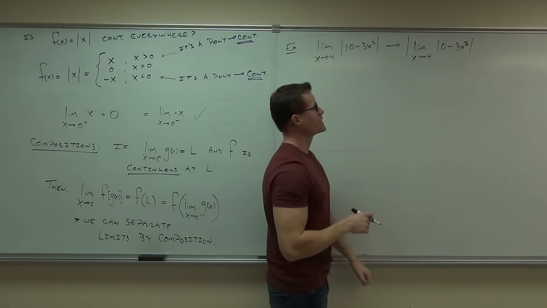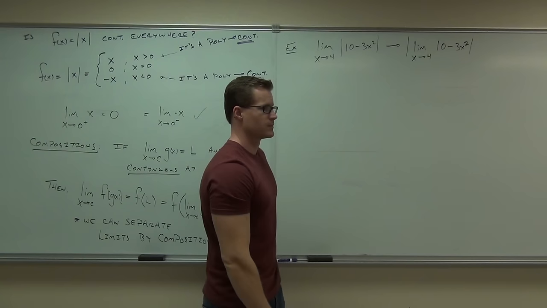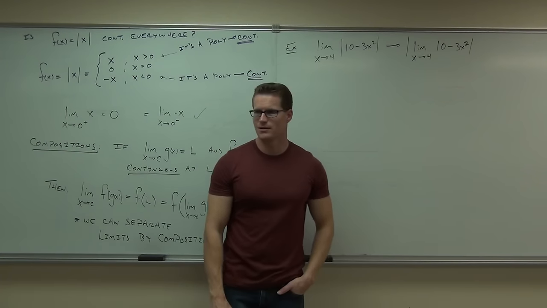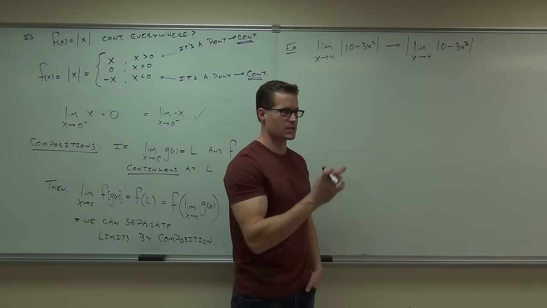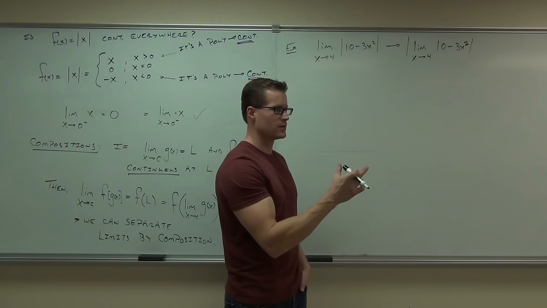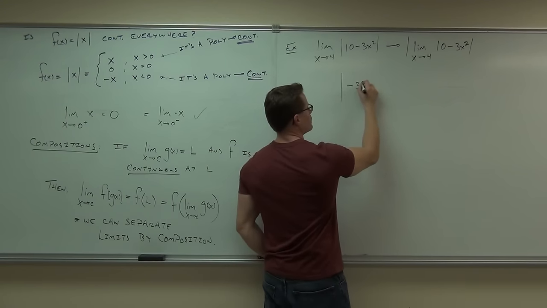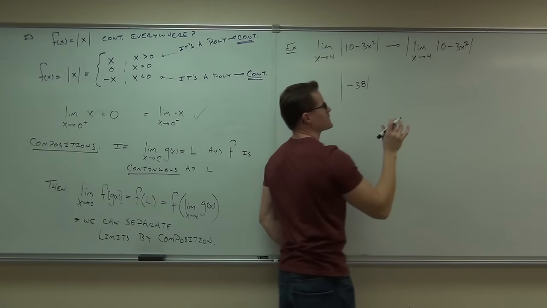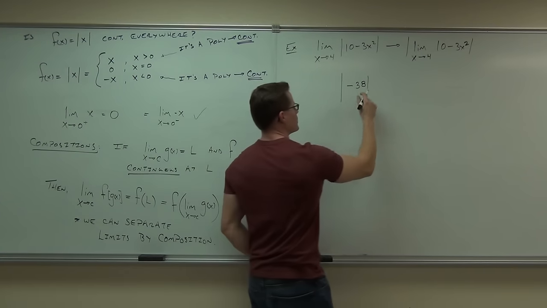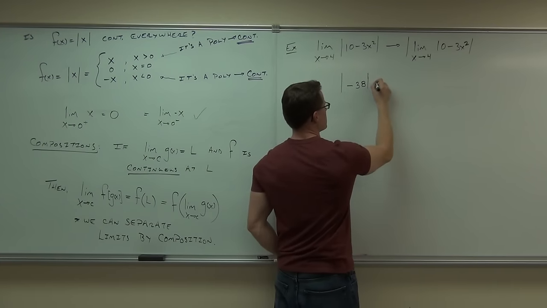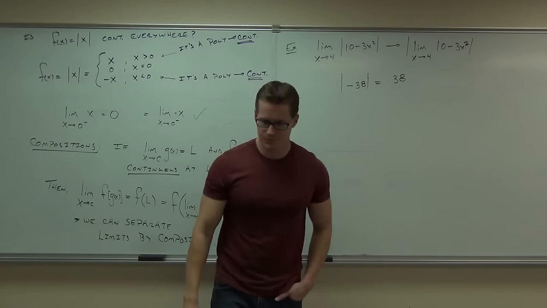What's the limit of 10 minus 3x squared as we approach 4? Don't all speak at once. Negative 38? No, 38. Wait. Inside. Negative 38. So you'll have the absolute value of negative 38, because the limit of 10 minus 3x squared is a polynomial. You plug in the number, you get negative 38. Then we take the absolute value of negative 38, and that's our answer. So the limit would be 38.